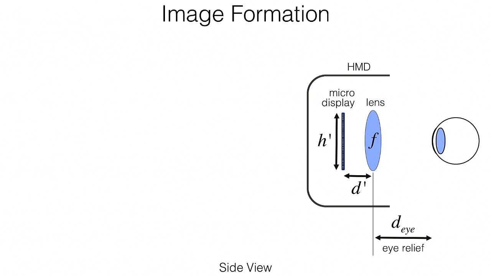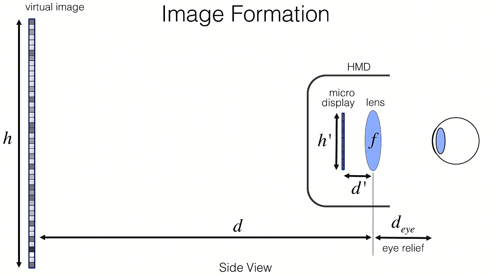We can't actually push our eye directly against the optic, right? That wouldn't be very comfortable. I don't want anything touching my eye. We need to give it a little bit of room, and we call that the eye relief. So this virtual image, this magnification of the microdisplay, has its size defined by h, and the distance between this virtual image and the lens is defined by d.